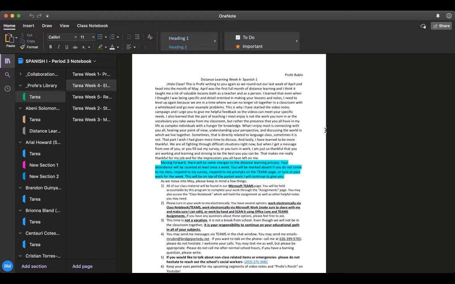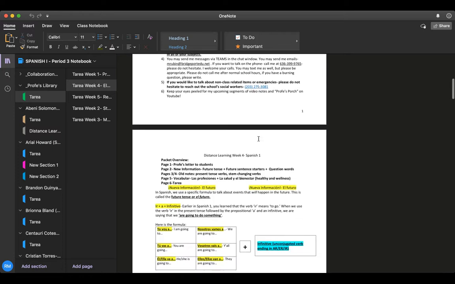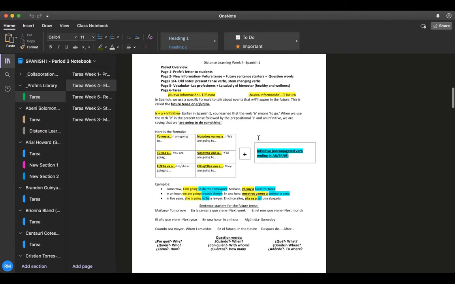This is for my Spanish 1 students who are working on distance learning week 4, Tarea número 4 in my Spanish 1 class. I am just going to go through the new information here. If you want old information, you can check out my videos about stem changing verbs or present tense verbs. But today we are going to focus on the future tense, el futuro.